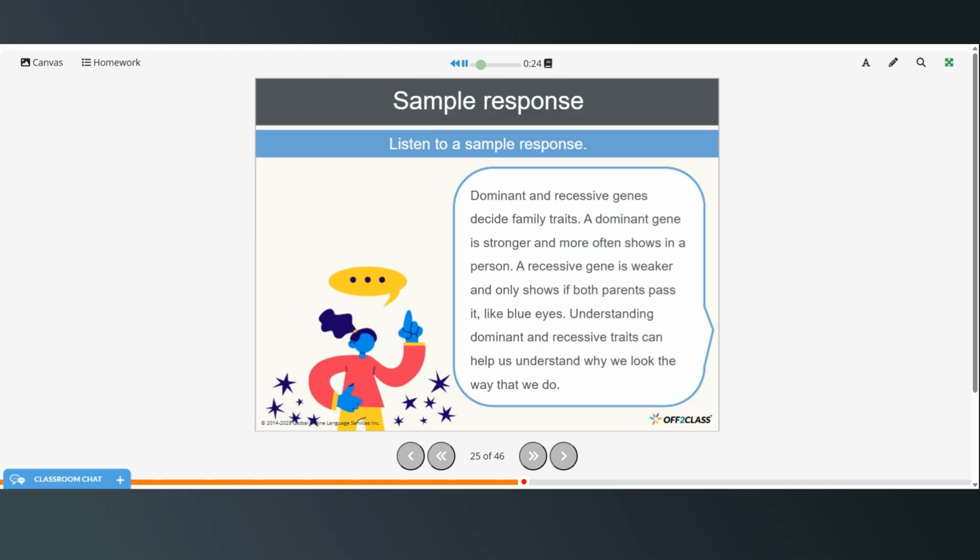Dominant and recessive genes decide family traits. A dominant gene is stronger and more often shows in a person. A recessive gene is weaker and only shows if both parents pass it, like blue eyes. Understanding dominant and recessive traits can help us understand why we look the way that we do.